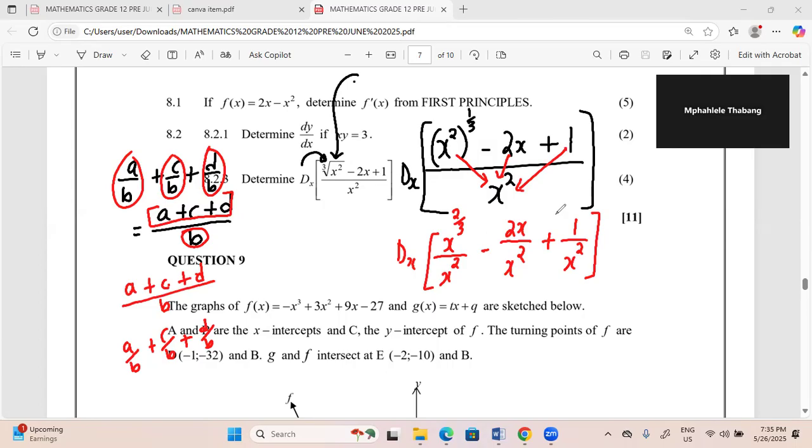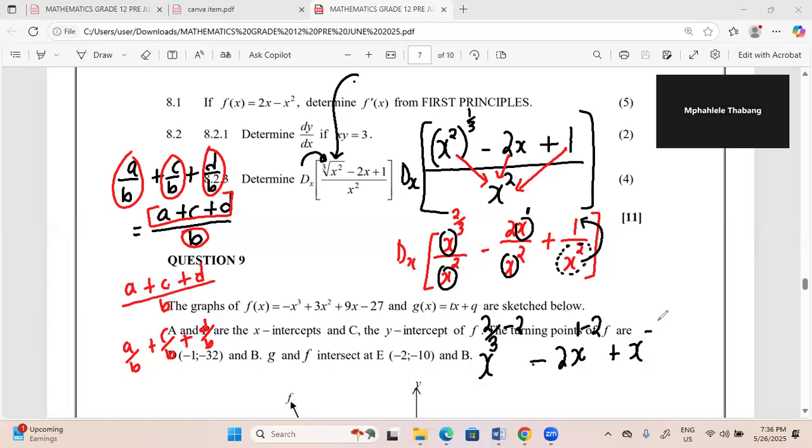Now, what is x to the exponent 2 over 3 divided by x squared? Here we apply the law of exponents. The bases are the same. If you divide powers of the same base, you keep your base and you subtract your exponents. So you're going to say 2 over 3 minus 2. Even here you say x to the exponent 1 minus 2. The base is the same, you subtract the exponent. The exponent here is 1, so 1 minus 2. Then plus 1 over x squared: just take this x to the exponent 2, bring it to the top. It becomes x to the exponent negative 2. So I have something like this.